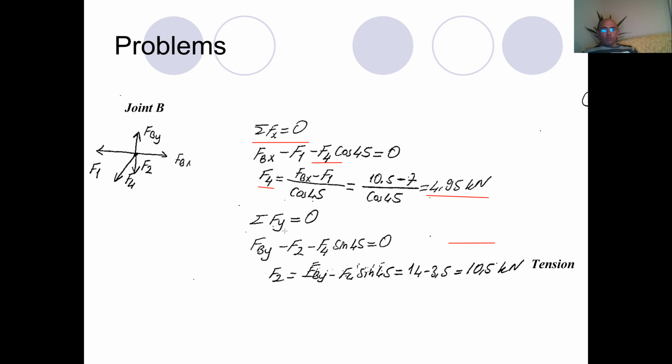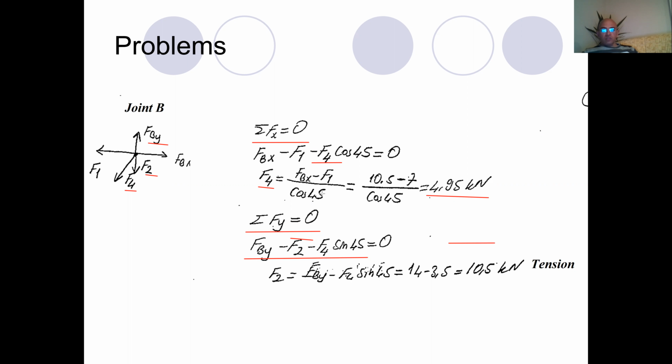Now we have a second equilibrium equation. Certainly at point B, the sum of the forces in y direction has to be equal to 0. So when we look at the forces in y direction, we have Fby minus F2 minus F4 multiplied by sine 45, which is equal to 0. Now, in this equation, the only unknown is F2.